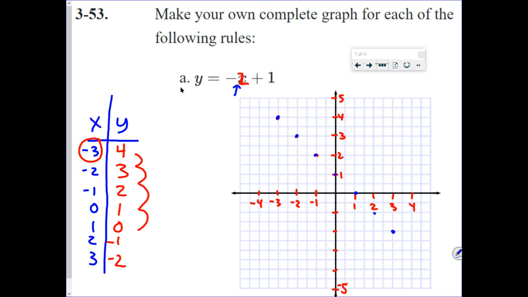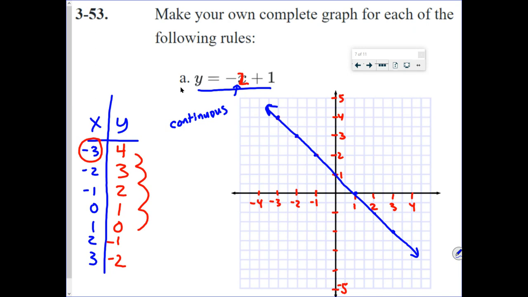Since this is an equation, and it's not a word problem, I'm going to go ahead and connect the dots. Now, do you remember what I call it when I connect the dots? This is called continuous. Continuous when I connect the dots. Okay? And there's my graph.